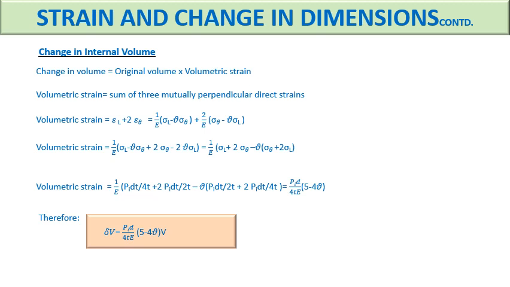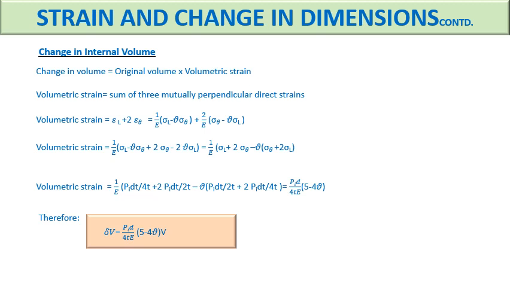So the volumetric strain is given by 1 by E multiplied by sigma L, that is the longitudinal strain, minus nu into sigma theta, plus 2 by E into sigma theta minus nu into sigma L. And if you substitute the values of sigma L and sigma H, you will get the volumetric strain delta V, that is given by PD upon 4TE multiplied by 5 minus 4 nu into V.